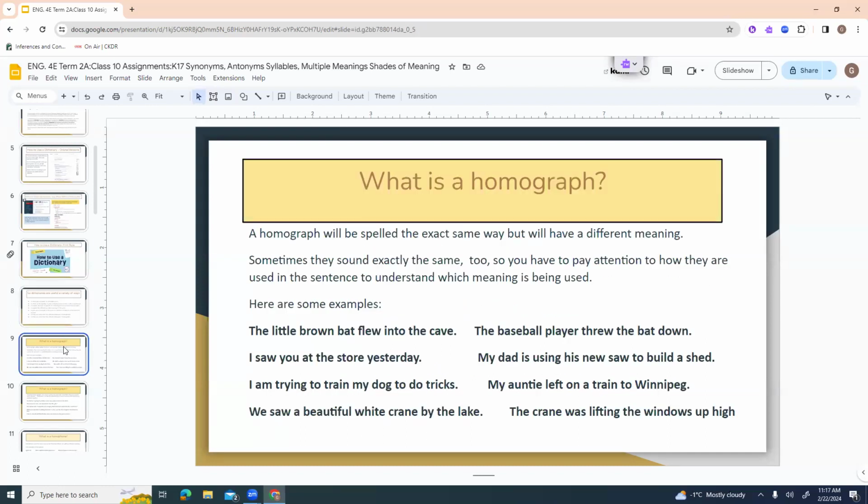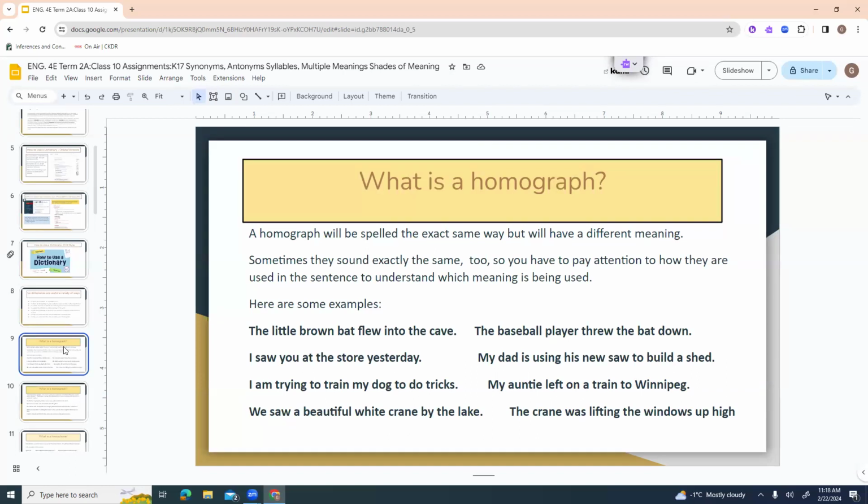She did talk a little bit about this. A homograph will be spelled exactly the same way, but it will have a different meaning. Sometimes they sound exactly the same too. Sometimes they don't. There's two different kinds. So you have to pay attention to how they are used in the sentence to understand which meaning is being used. For example, the little brown bat flew into the cave. I'm talking about the little animal. The baseball player threw the bat down. I'm talking about the big stick.